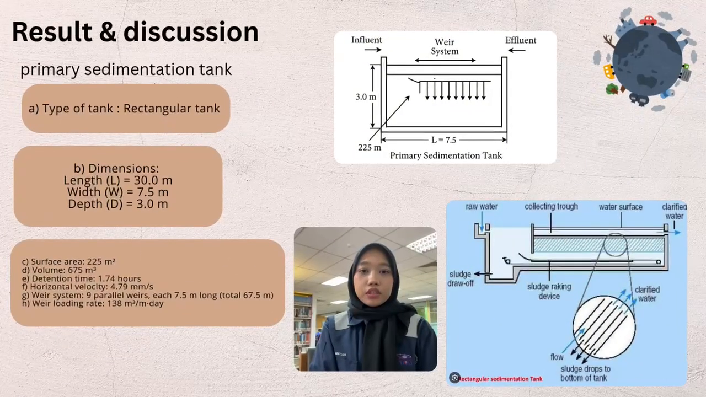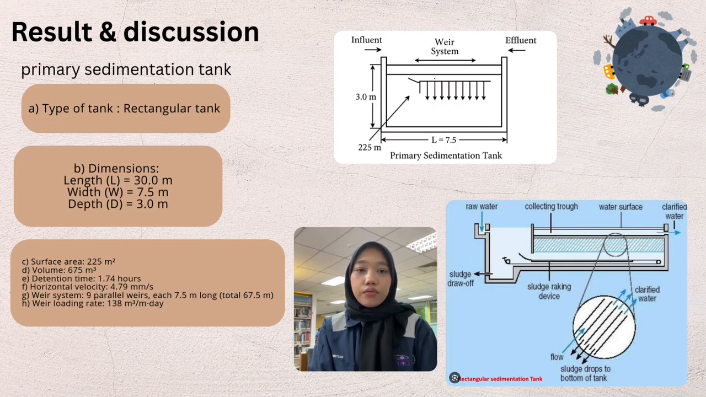The primary sedimentation tank was designed as a rectangular tank to allow uniform flow distribution, effective solid settling, and ease of operation and maintenance. The tank has a length of 13 meters, width of 7.5 meters, and depth of 3 meters, resulting in a surface area of 225 square meters and a working volume of 675 cubic meters. This dimension provides sufficient settling area for the removal of settleable solids from the influent wastewater.